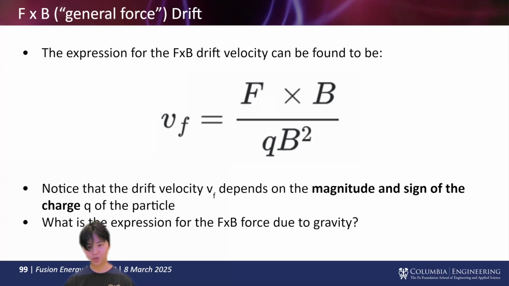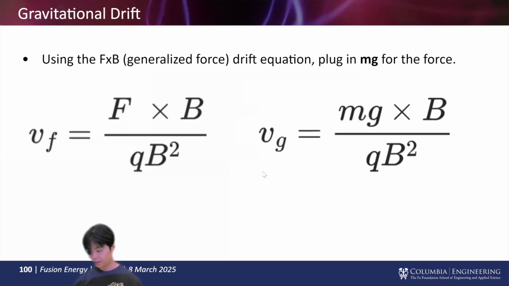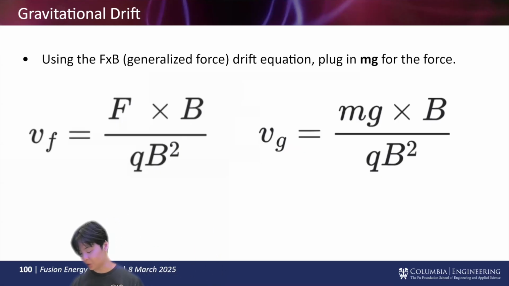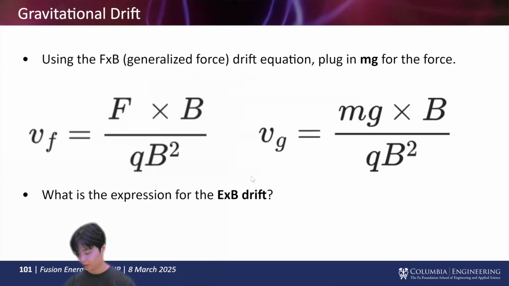So what is the expression for the F cross B force due to gravity? What is the force due to gravity? We just plug in mg, because the force of gravity is equal to mass times the gravitational constant. So that's just demonstrating that you plug mg into your F. This is the gravitational drift. Charged particles drifting in our atmosphere can experience this gravitational drift.